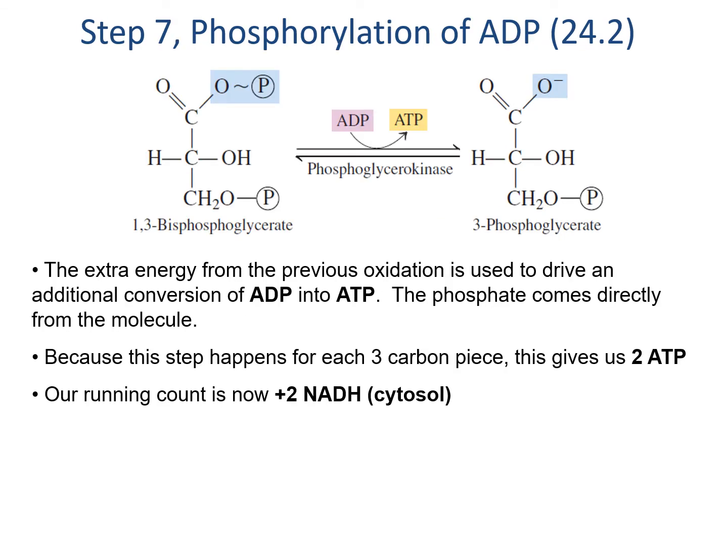The phosphate that we trapped in the last step is hydrolyzed to make ATP. Again, this step happens twice since we have 2 3-carbon molecules. We get 2 ATP total at this step, but that just cancels out the 2 ATP we spent earlier. We still have the 2 NADH in the cytosol, but really that's the only thing that's our net production at this point.